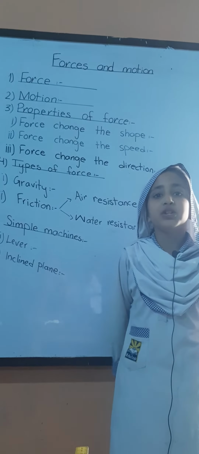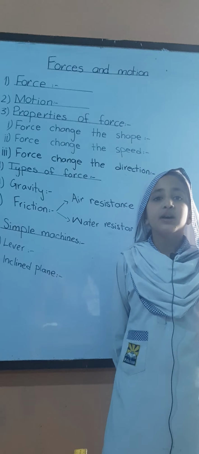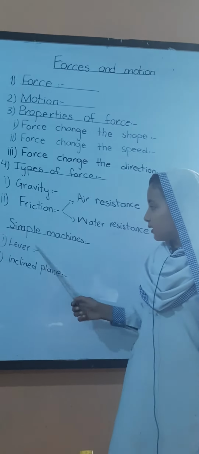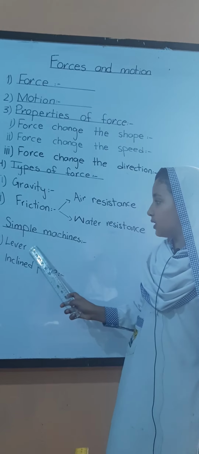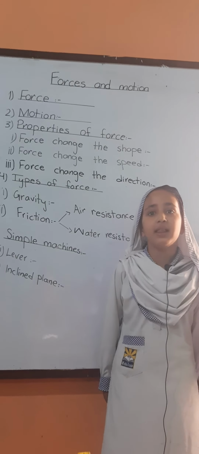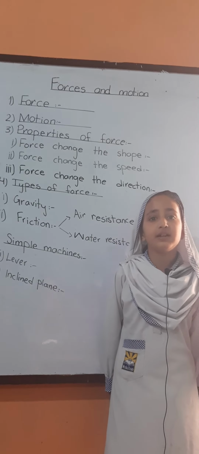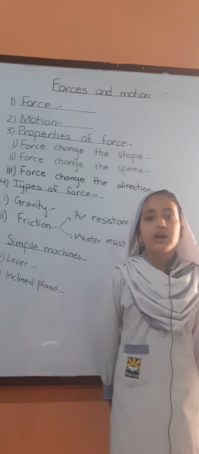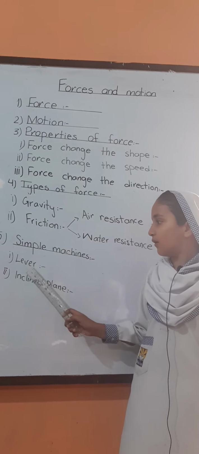Simple machines. Simple machines are tools which help us apply force and do work more easily. Number 1, lever. A lever is a machine that can lift an object with little effort. For example, a wheelbarrow is a type of lever.